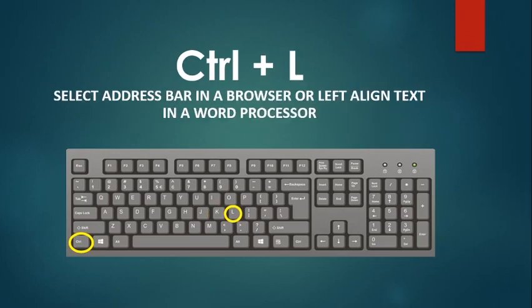Now next one is Ctrl L. This one selects the address bar on the browser. So if you press Ctrl L, it will automatically go to the address bar on the top, and this is usually handy when you're somewhere down in the website, or if your mouse gets stuck, you can simply press Ctrl L. It will take you to the address bar. You can type in a different address and it will take you to that particular website, or it can be used to left align text in the word processor.